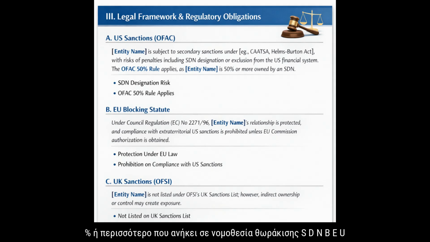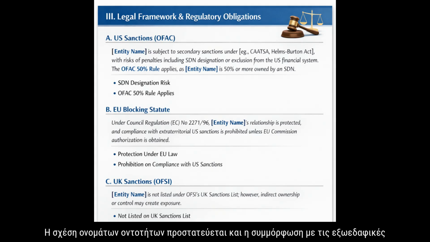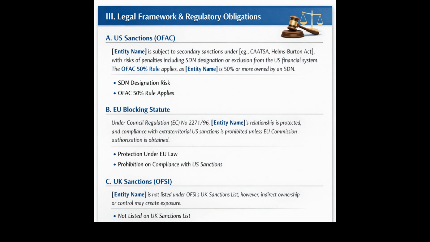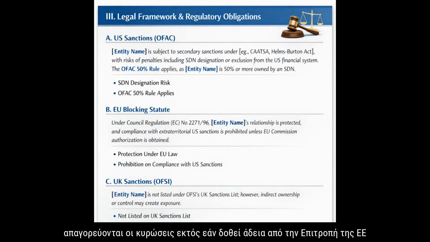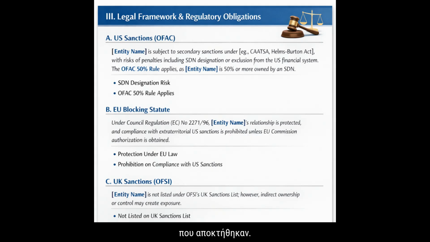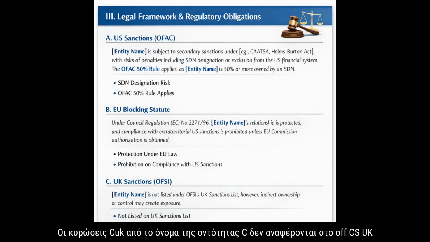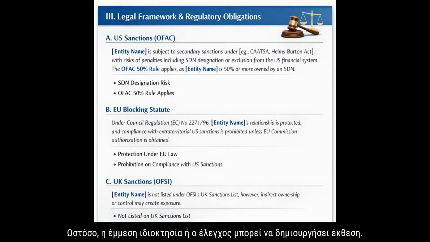B. EU blocking statute under Council Regulation EC No. 2271/96: entity name's relationship is protected, and compliance with extraterritorial U.S. sanctions is prohibited unless EU Commission authorization is obtained. C. UK sanctions. OFSI: entity name is not listed under OFSI's UK sanctions list. However, indirect ownership or control may create exposure.